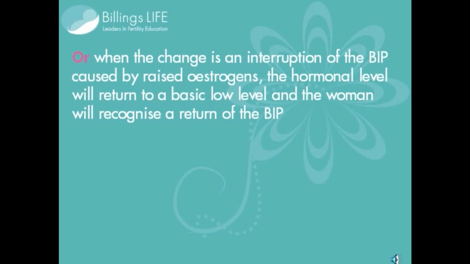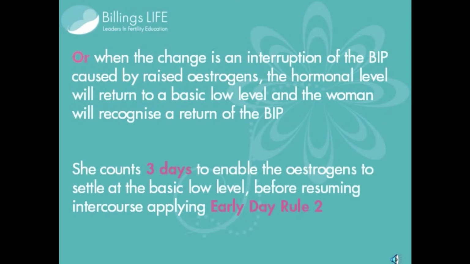If the peak was not recognized, the change reflects an interruption to the basic infertile pattern caused by raised estrogens. The couple waits for the duration of the change until the basic infertile pattern is again recognized. They then wait a further 3 days of the basic infertile pattern before resuming intercourse, applying the second early day rule.